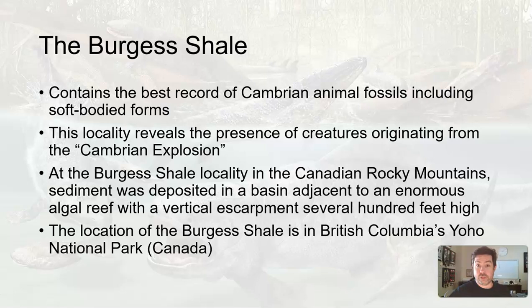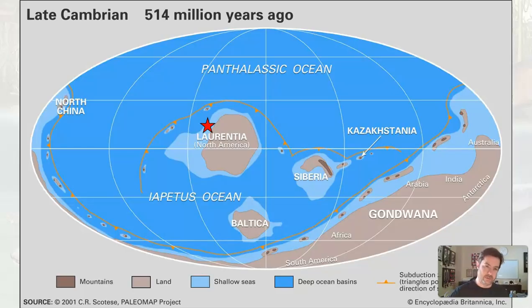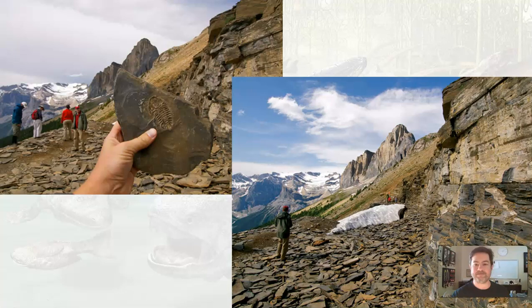We can find this Burgess Shale in British Columbia in Canada at Yoho National Park, right there up in the Rocky Mountains. Again, high up in the mountains. But if we go back to the Cambrian, we can see where this little star is. This is the location in which the Burgess Shale is located. You can see it's in this light blue, which is the shallows of the ocean, on this paleogeographic map. All of that makes sense.